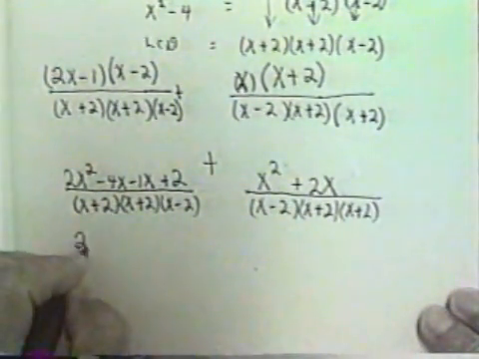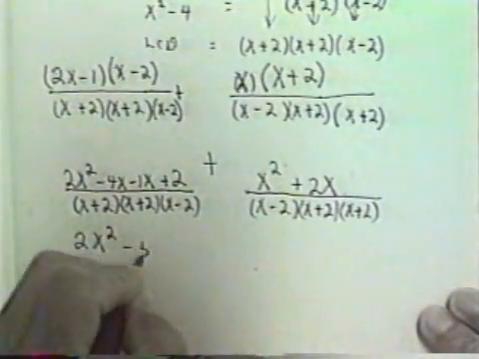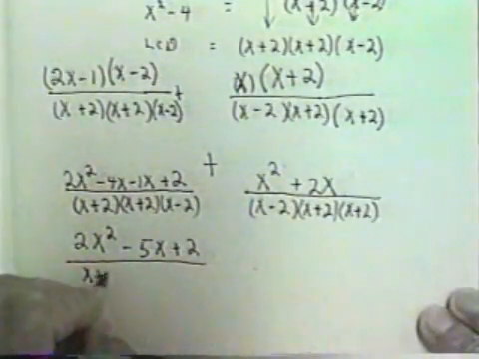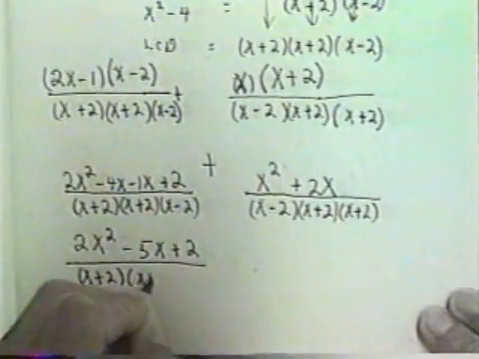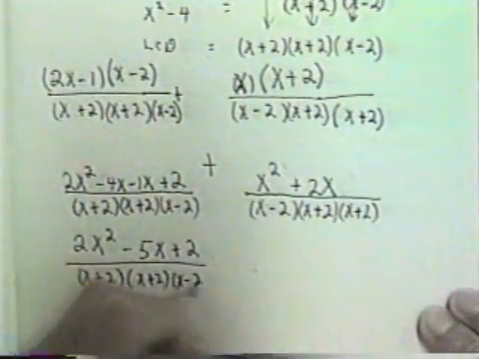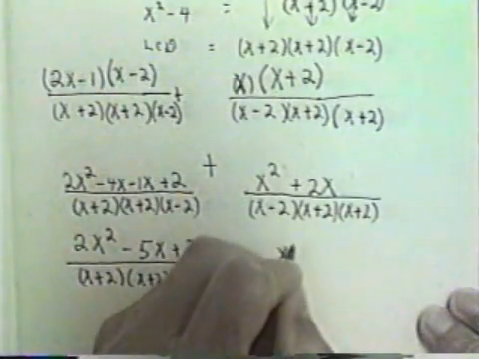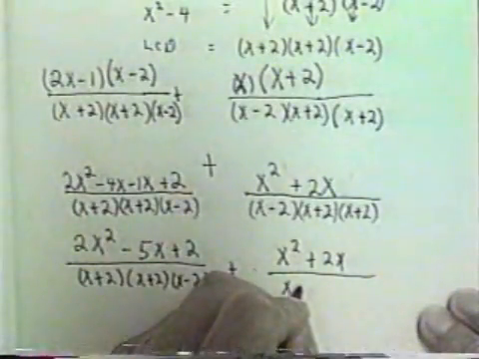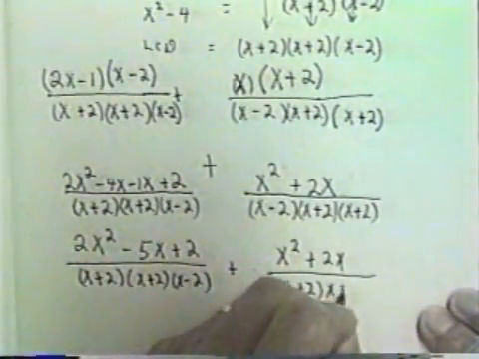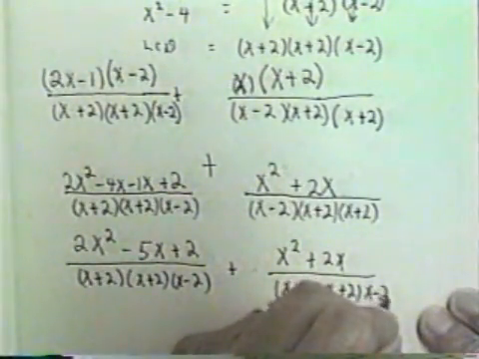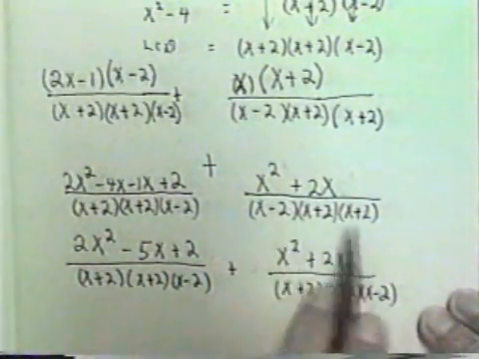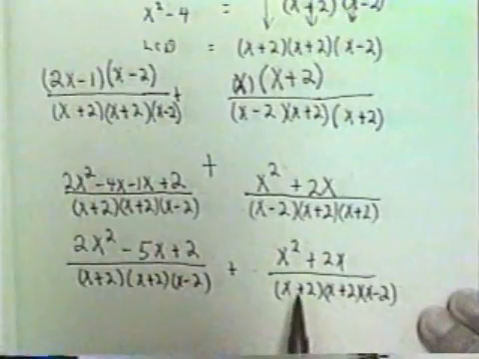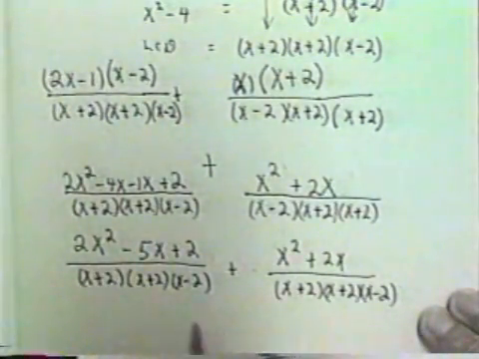So I have 2x squared minus 5x plus 2 over x plus 2 times x plus 2 times x minus 2, plus x squared plus 2x over x plus 2 times x plus 2 times x minus 2. Now notice I did change the order of multiplying, but by the commutative property of multiplication, I can change the order of multiplying, so that's what I did.